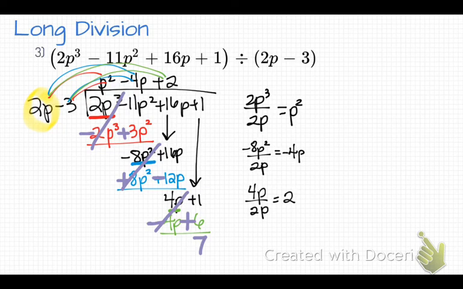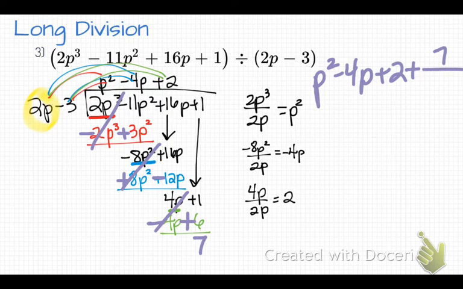On the last two I didn't have a remainder, did I? And I didn't tell you what to do with a remainder, did I? So I'm going to write my answer the same way. So I have p squared minus 4p plus 2. Now, what was my remainder? 7. So it's a plus 7 divided by, what was the thing that I divided by? 2p minus 3. Just like in the beginning when I did 1 over 7. Remember, my remainder was 1 and I divided by 7. Here my remainder is 7 and I originally divided by 2p minus 3.